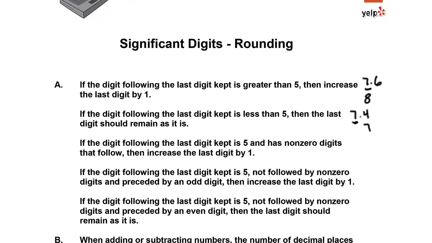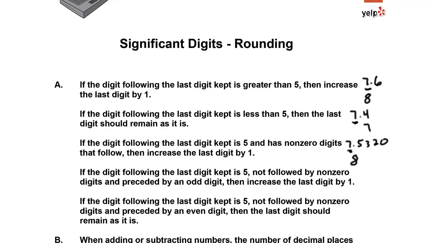If the digit following the last digit kept is 5 and has non-zero digits that follow, then increase the last digit by 1. So if I have 7.5320, something like this. In other words, I want to keep to the 7. And if the digit following the last digit kept is 5 and it has non-zero digits that follow, clearly this is greater than the 0.5. So we have to increase it by 1. We have to round this to 8.